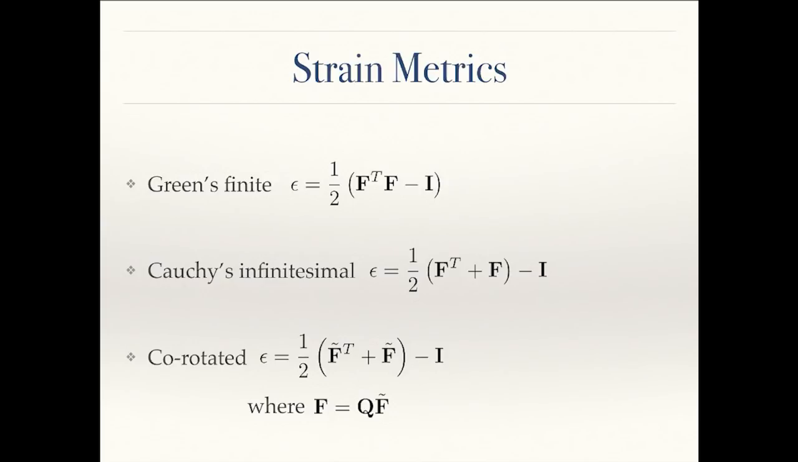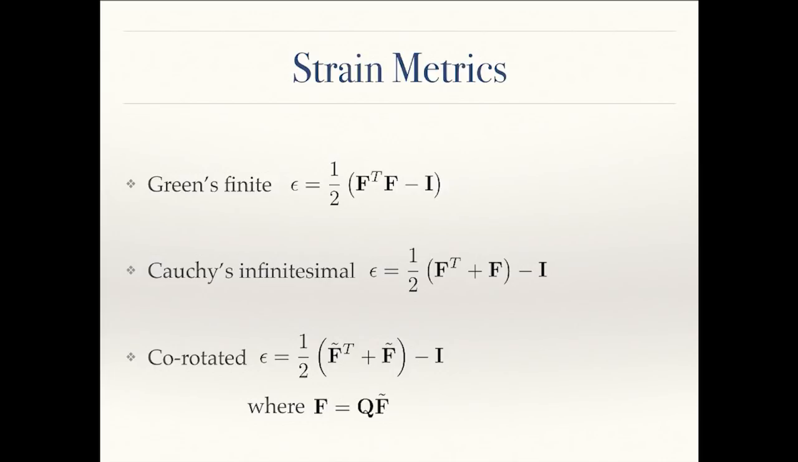If you go back a decade or more, I guess it's more now, but if you go back more than a decade, you'll see that lots of people use the Green strain metric, which is 1/2 (F transpose F minus I). The nice thing about the Green strain is that it's invariant to all rigid body modes. So rotations end up getting canceled out when we take this F transpose F. And that's really nice because we don't want elastic forces to penalize rotations.